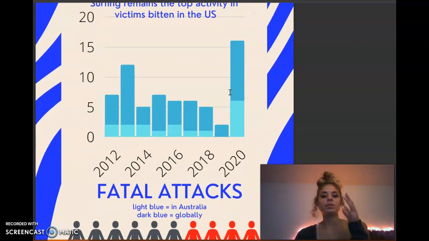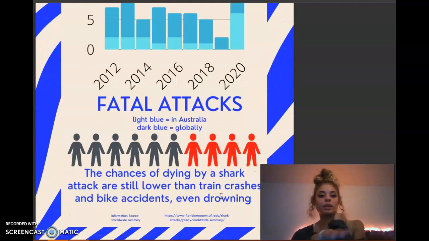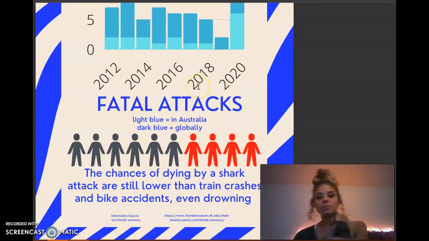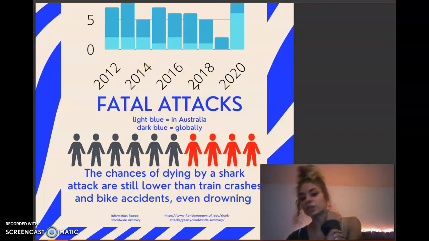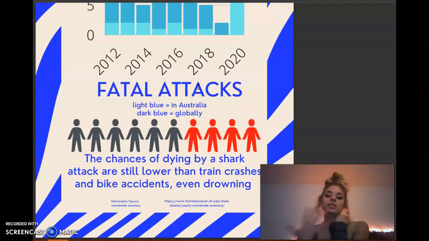Same thing. This is our isotope that has our legend underneath, along with the people here. So our bar graph comes with our legend that says, light blue is just fatal attacks in Australia, dark blue is globally. And then down here we have our people, and this is just to give a representation of the chances of dying by a shark are less than the things stated.